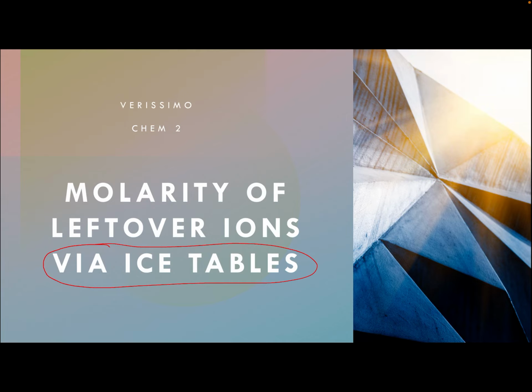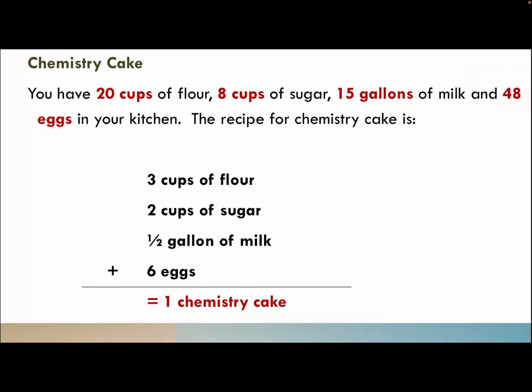So we're going to learn a new type of calculation today, this ice table thing. We're going to learn about it via the molarity of leftover ions and stoichiometry because you're already familiar with these topics. We're going to use these ice tables though when we start looking at equilibrium and acid-base reactions and titrations and things like that. So we need to get familiar with these ice tables and then we can use them in the rest of the course. So let's start off and pretend we're making a cake, and this is a chemistry cake.